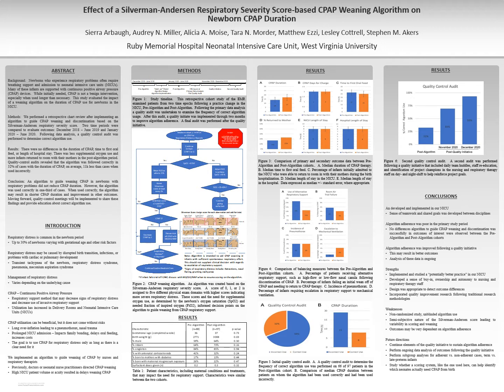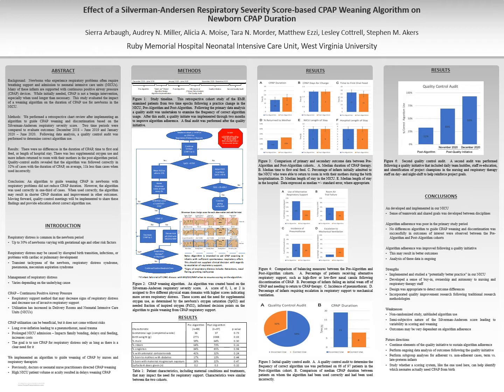After analysis of the quality control audit, a quality initiative was implemented that included daily team huddles, staff re-education, and identification of project champions in the nursing and respiratory therapy staff on day and night shift to help reinforce project goals. In the 2 months following implementation of the quality initiative, adherence to the algorithm improved from 32% to 69% to 93%. This is shown in Figure 6.